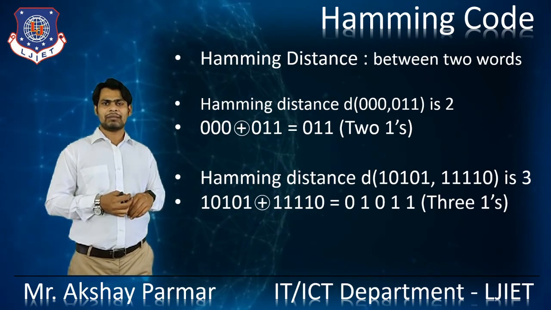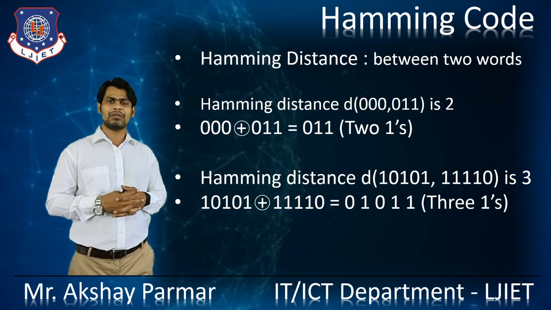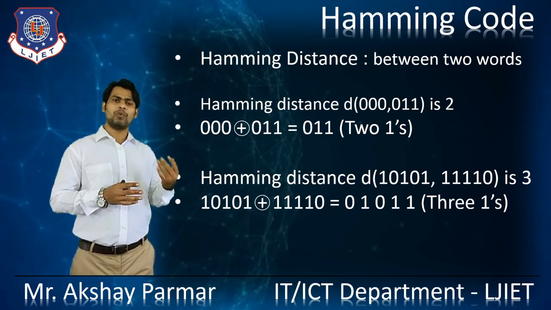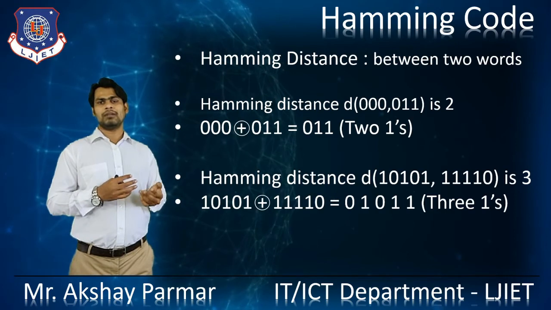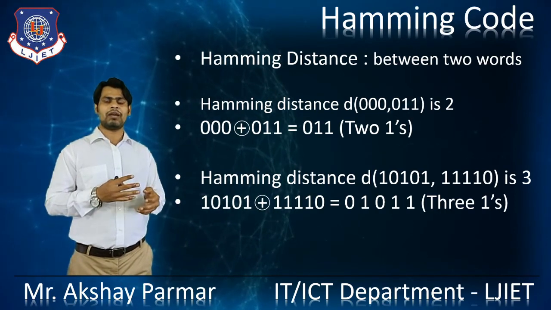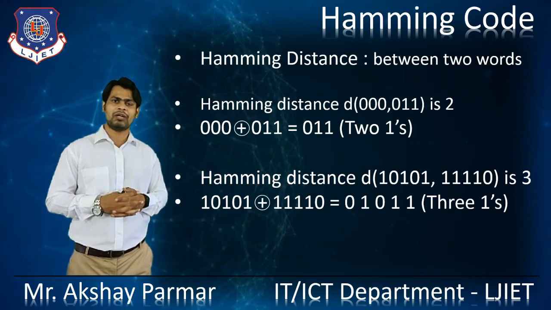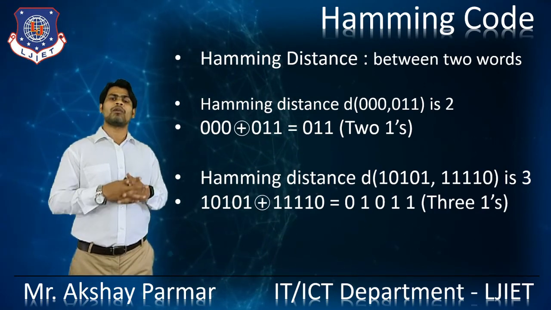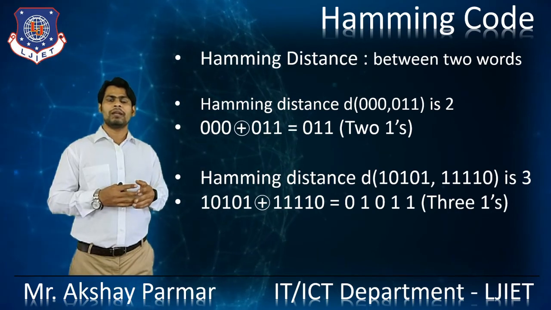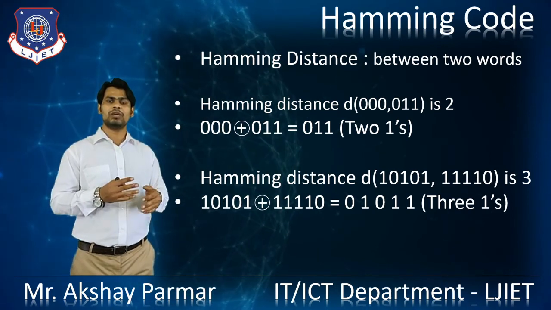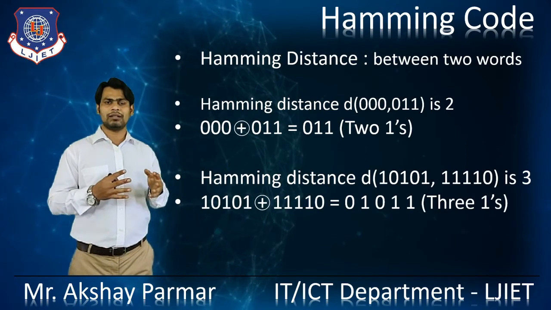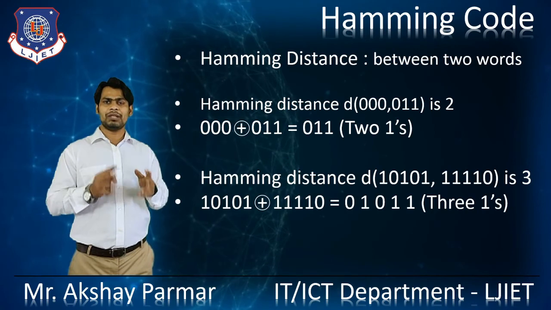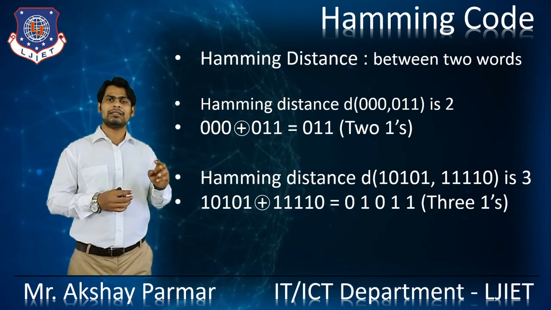Let's take another example. What is the Hamming distance between 10101 and 11110? If we perform the XOR operation between the two values, what is the output there? 10101 XOR 11110, our result is 01011, right? So there are three ones in that result, right? So the Hamming distance between those two words is 3 there, right?